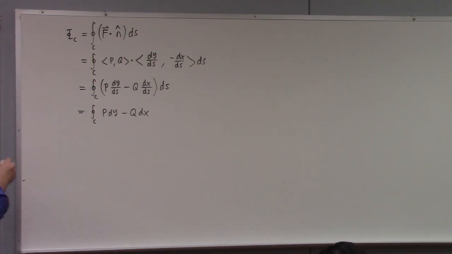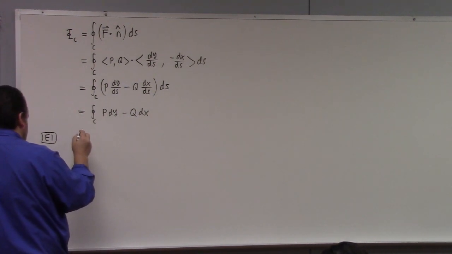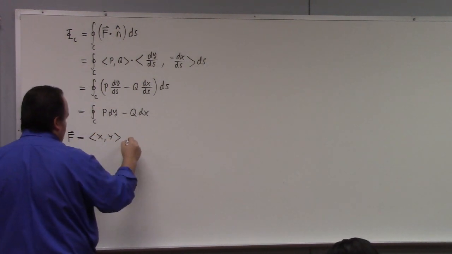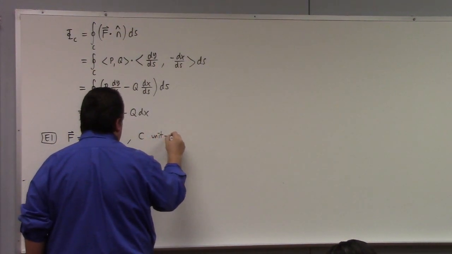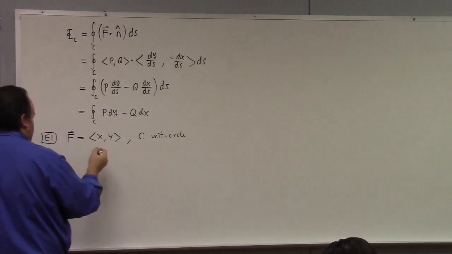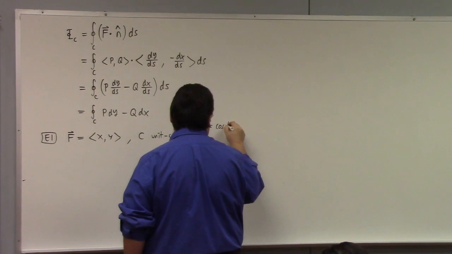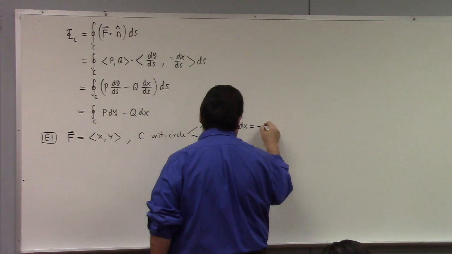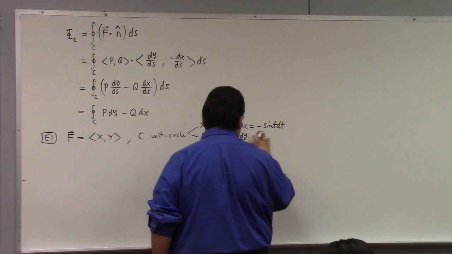So example 1, we could do something pretty simple, like let us calculate, let's let f equal to, I don't know, x comma y, and we'll let our curve be the unit circle. So that means that x is equal to cos t, y is equal to sine t. So dx is minus sine t dt, and dy is cosine t dt.